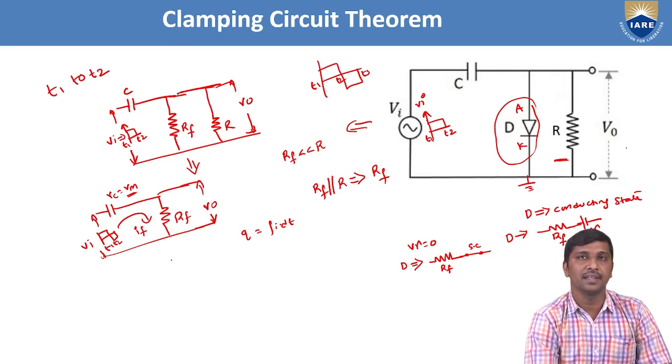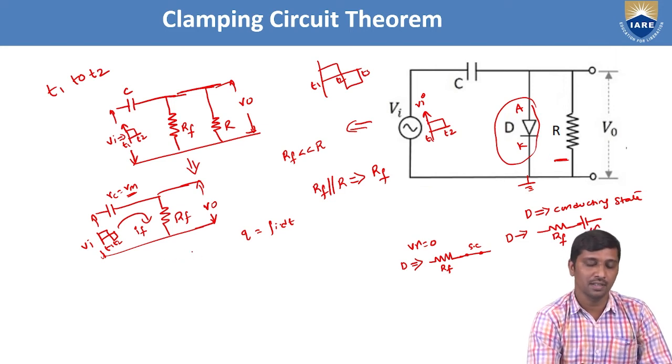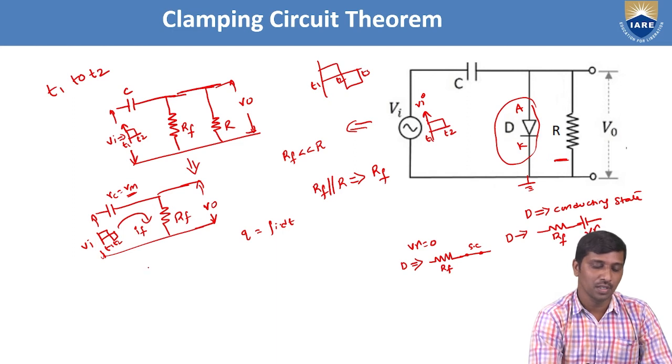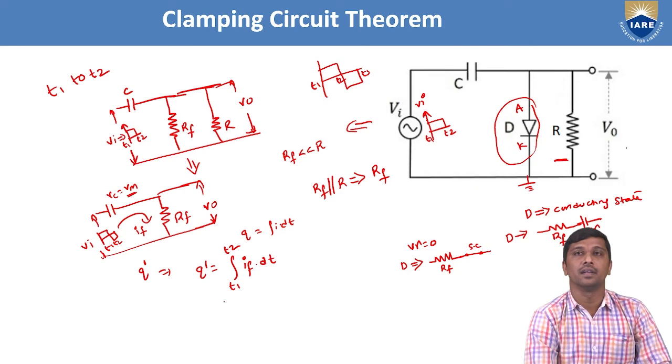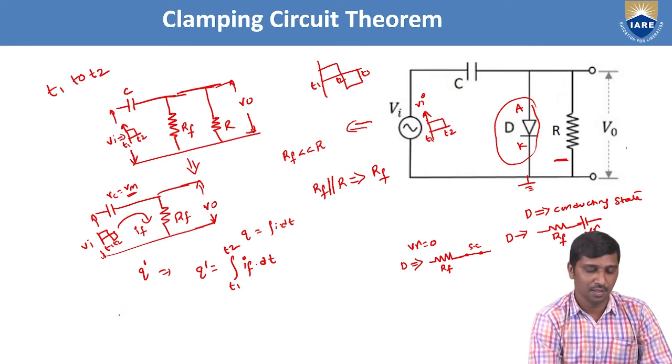Now the discharge, in the T2 to T3 interval, we assume that Q is equal to 1 by R into AR. But under this T1 to T2 interval, the charge I am representing as Q dash. So this Q dash is represented as the integral over T1 to T2 of the current IF into dt.